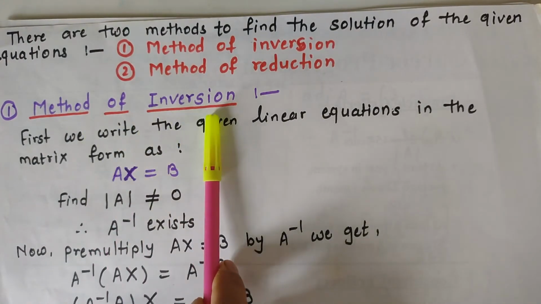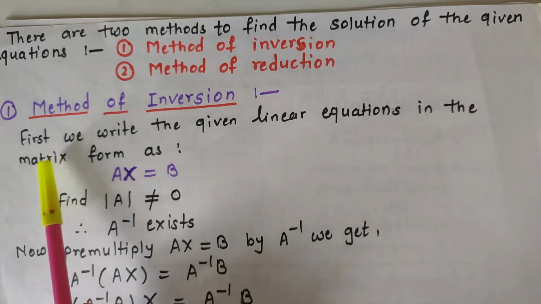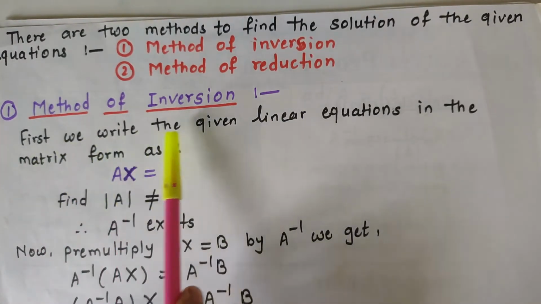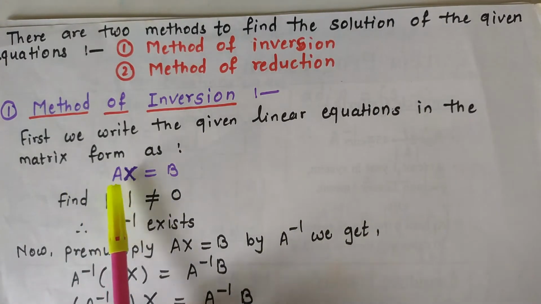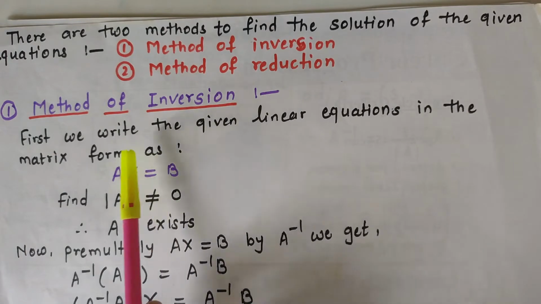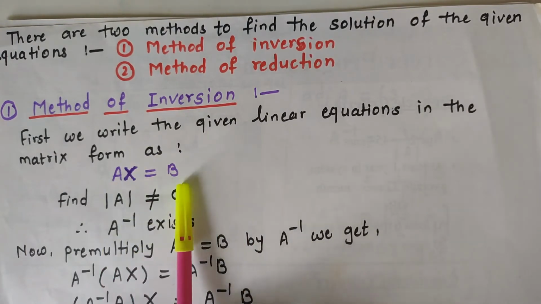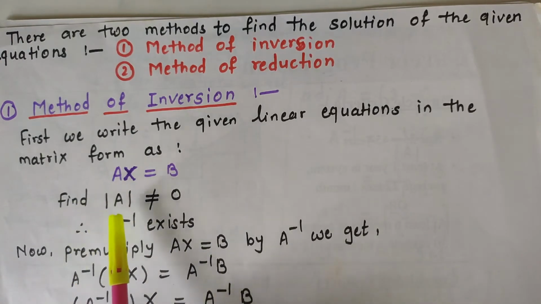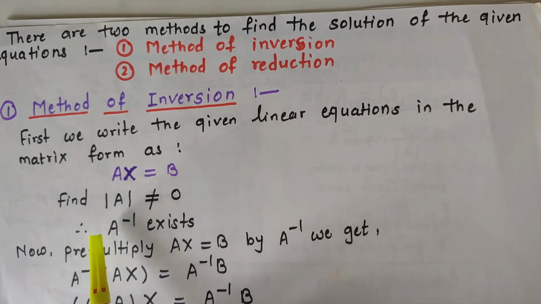For this method, we have some linear equations. First, we write the given linear equations in matrix form, A into X is equal to B. Then find the value of the determinant of A. If the value of the determinant of A is not equal to 0, then A inverse exists.